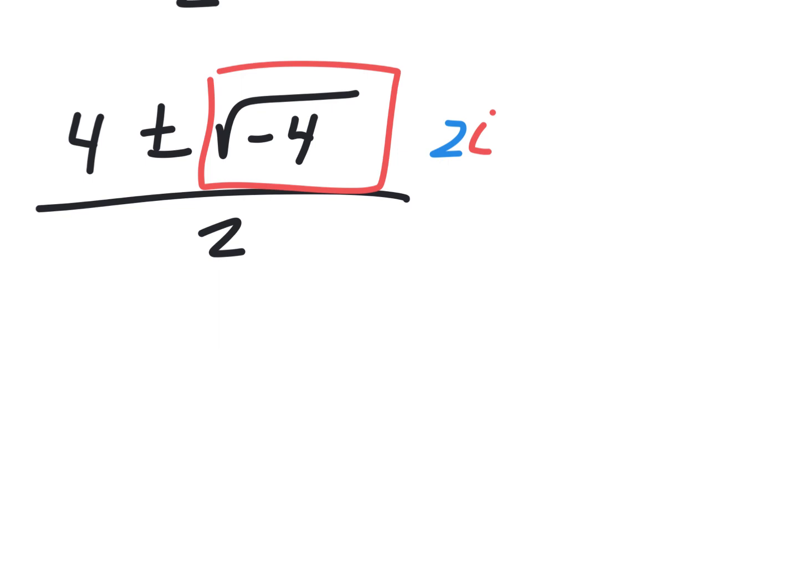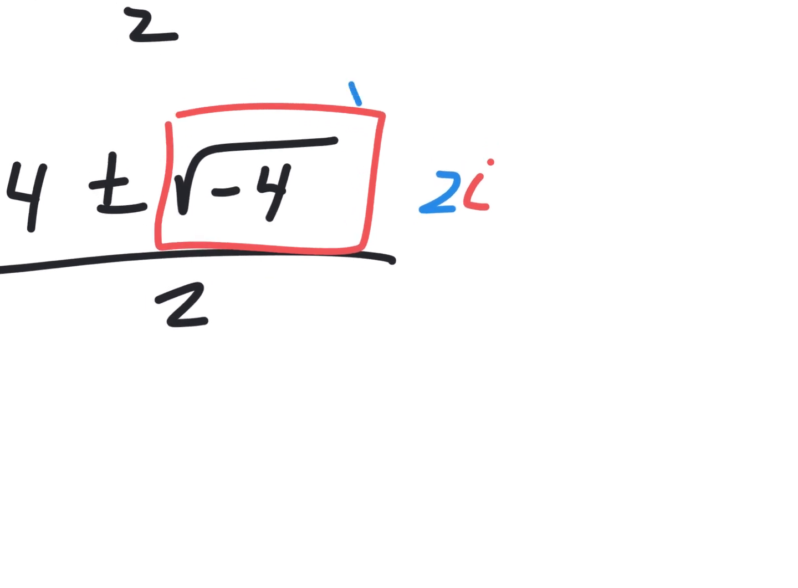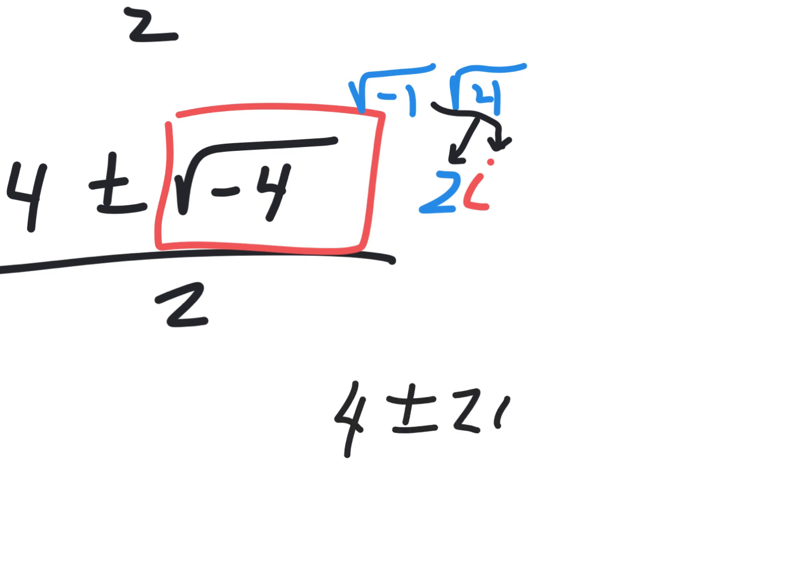Can you make it the square root of negative 1 and then the square root of 4, and then make it 2? I like exactly what you said. That's exactly how to think about it. The square root of negative 1 and the square root of 4, which is how we got 2 and i. It's just that you always put the i last. 2i. Cool. Now we have 4 plus and minus 2i, all over 2.